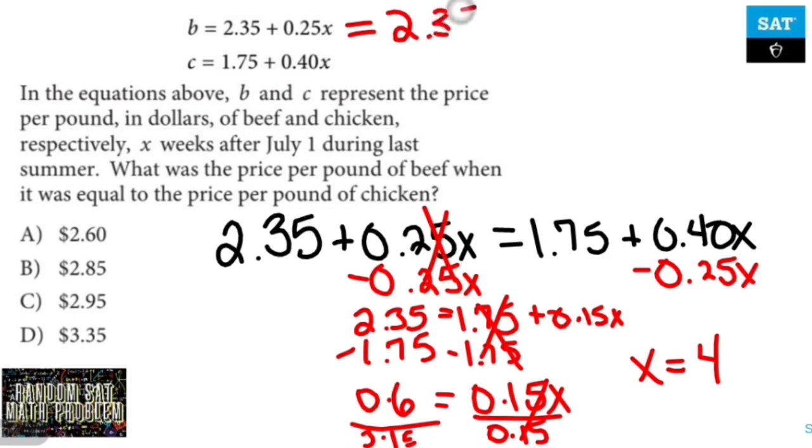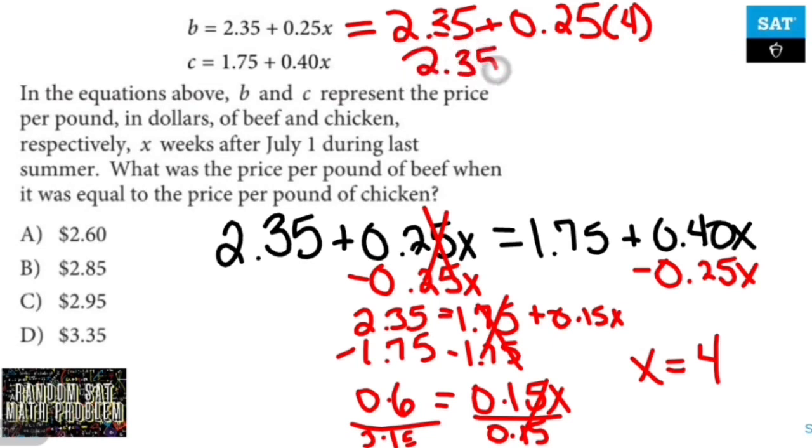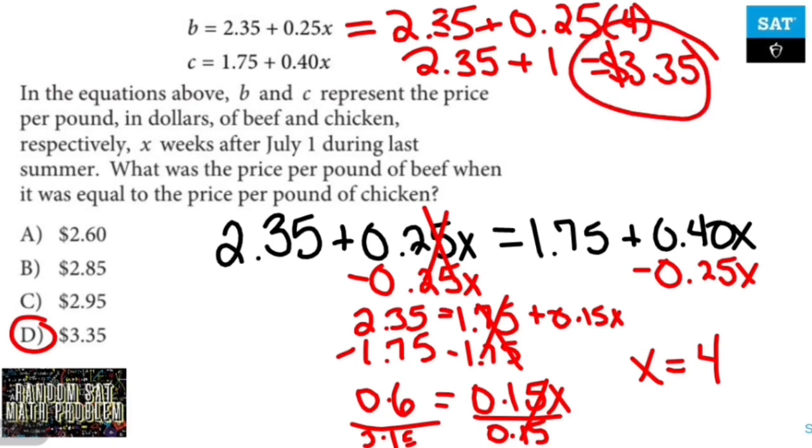So 2.35 plus 0.25 times 4. I know that 0.25 times 4 is 1 because there are 4 quarters in a dollar, and that equals 3.35, which means it cost $3.35. Okay? Tricky. When they created a problem like this, what the SAT should have done is give you an option that said $4, so a lot of people would put that as their answer. But the SAT looks like they were nice on this one. Thank you, College Board.